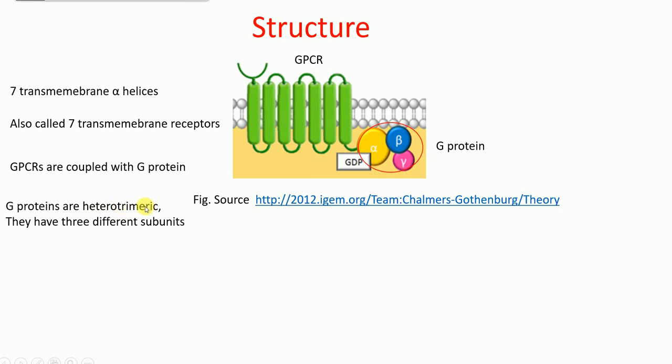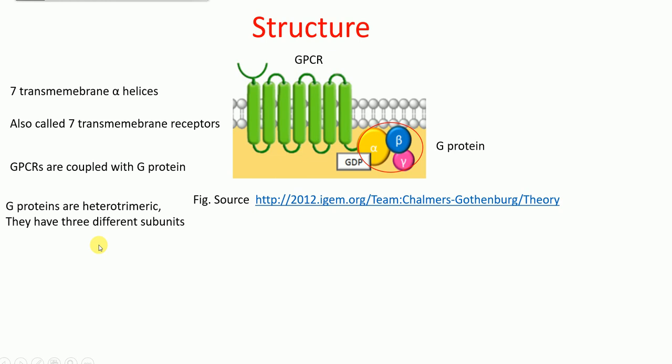heterotrimeric, meaning that they have 3 different subunits. You see here 1, 2, 3 subunits: alpha subunits, beta subunits, and gamma subunits. So G protein coupled receptors are associated with G protein, and this G protein has a heterotrimeric structure, that means it has 3 different subunits, alpha, beta, and gamma.